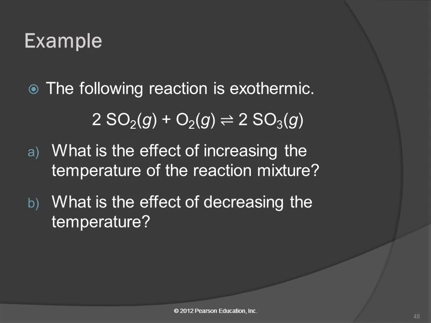So here's an example. We are told that this is an exothermic reaction. So if it's an exothermic reaction, is heat a reactant or a product? It's a product, because when this reaction goes forward, heat is released or given off. It exits, exothermic. So if we increase the temperature, how is the equilibrium going to shift? Increasing the temperature is adding heat. It'll shift away from that, so it'll shift to the left. What if we decrease the temperature? It'll shift to the right.